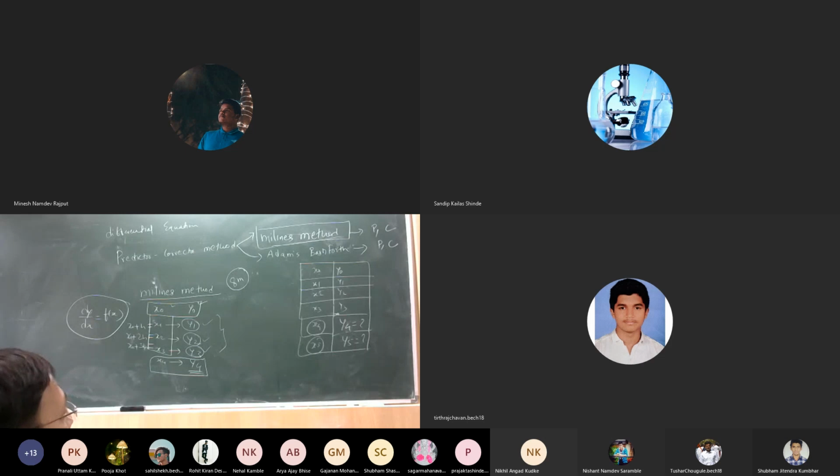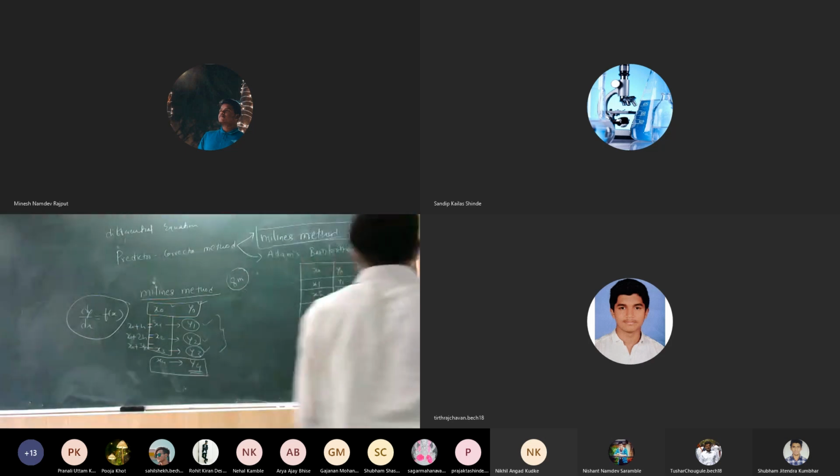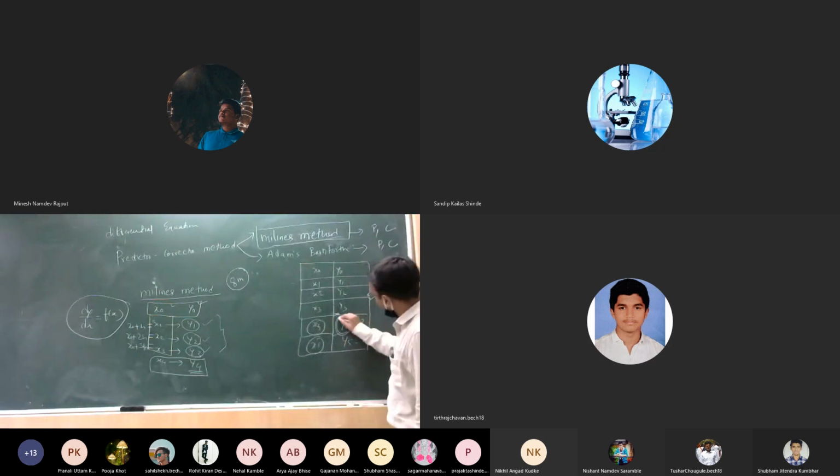Now we need to know the formula for y4. That means we already have the values of y1, y2, y3, and then we are going to calculate y4. So we are interested in the calculation of this y4. Obviously, all these values are given.